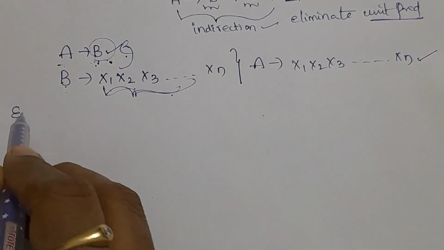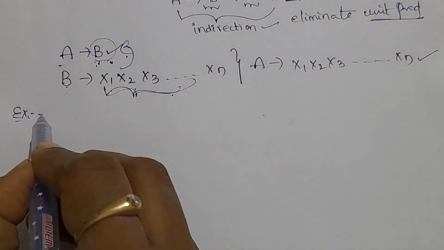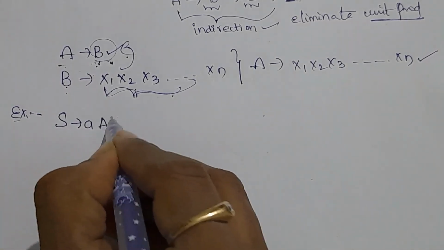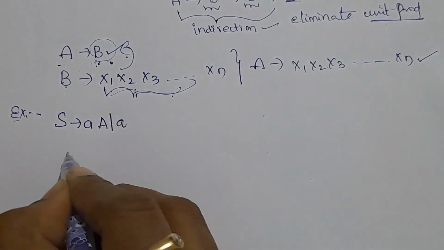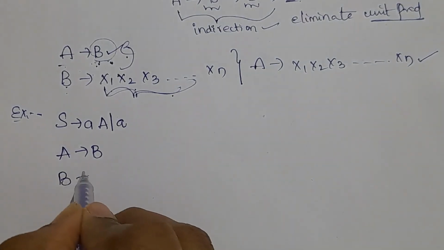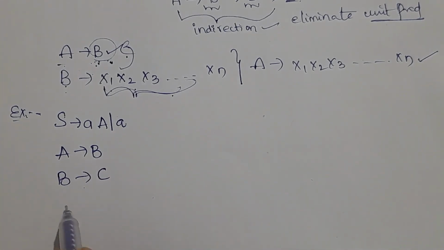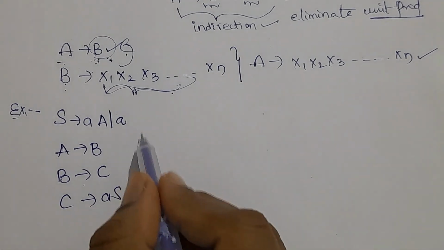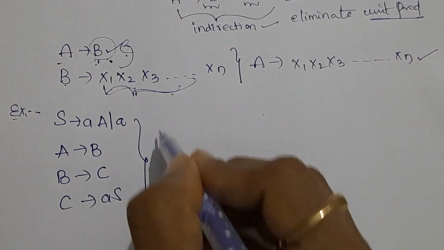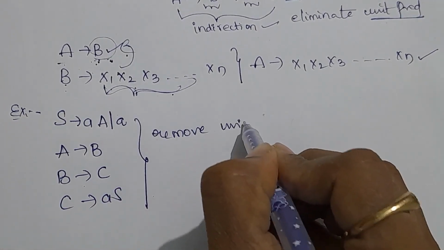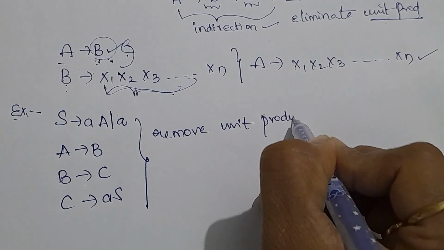Let us see one simple example for this. Suppose I have a grammar S tends to small a, capital A, or small a; A tends to capital B, where capital B is deriving capital C, whereas capital C is deriving small a and capital S. So this is the production. They are asking us to remove unit productions from this. How can this be done?